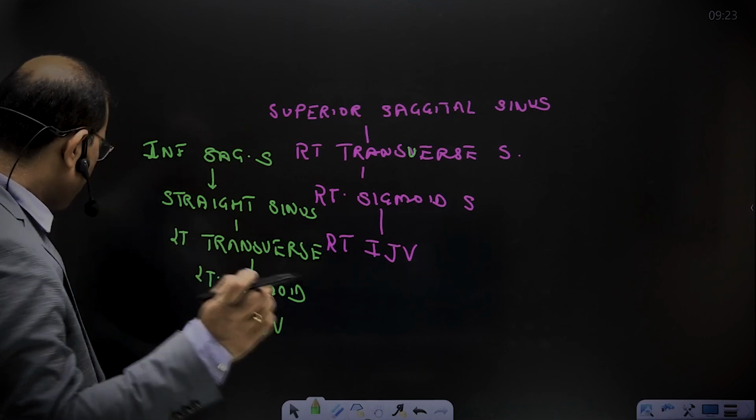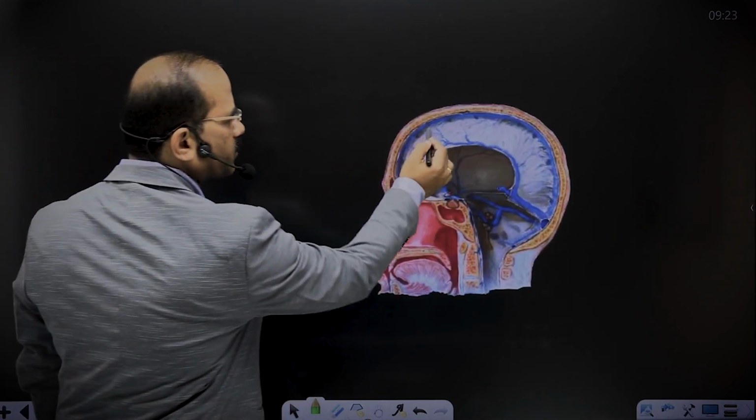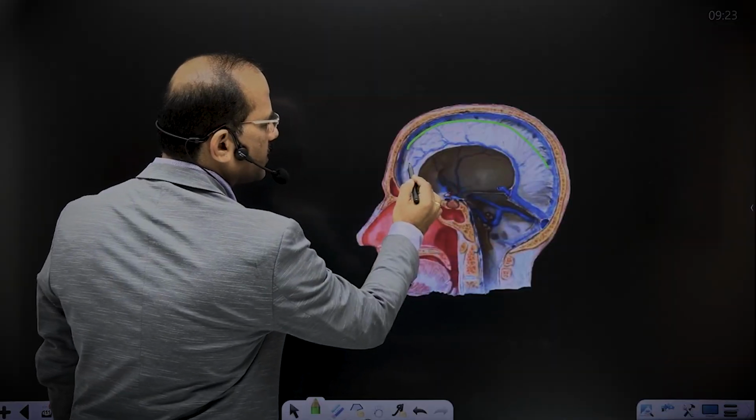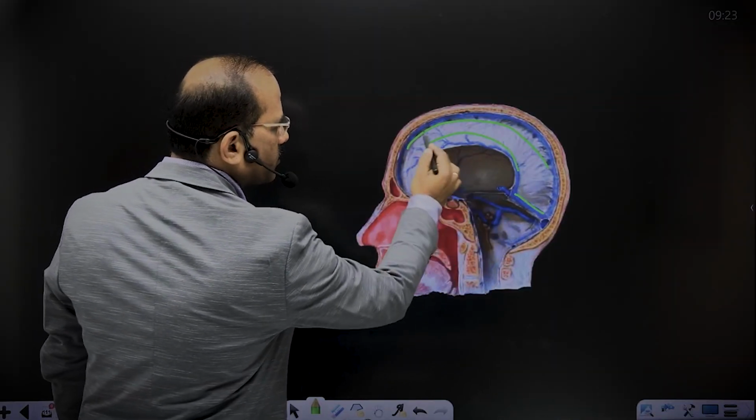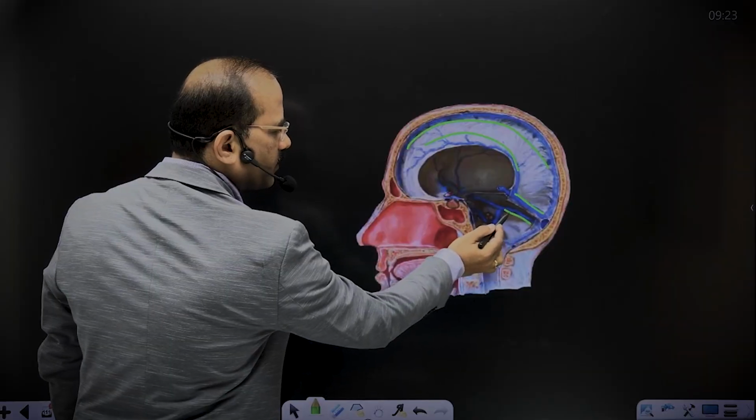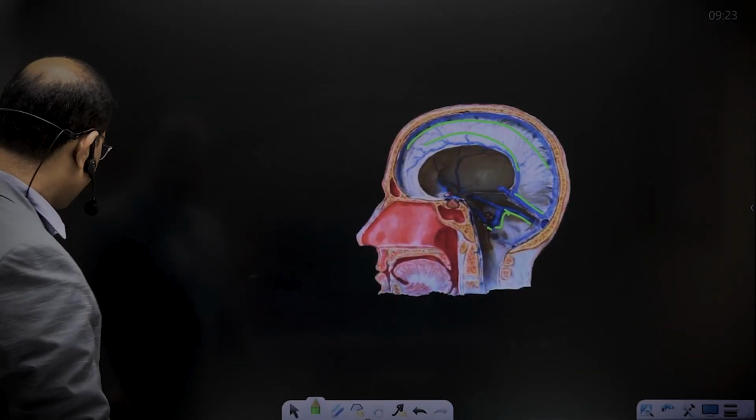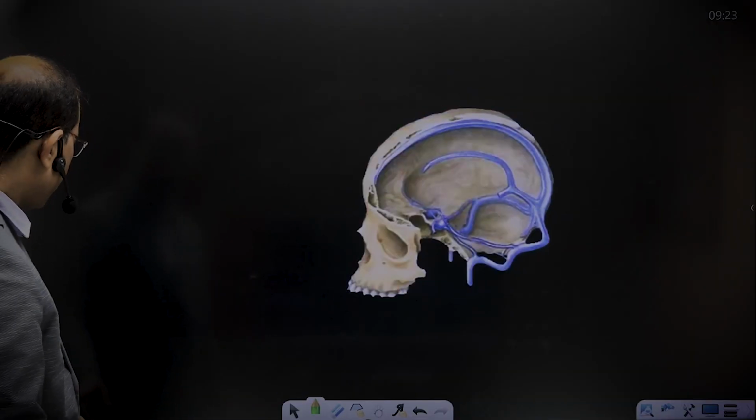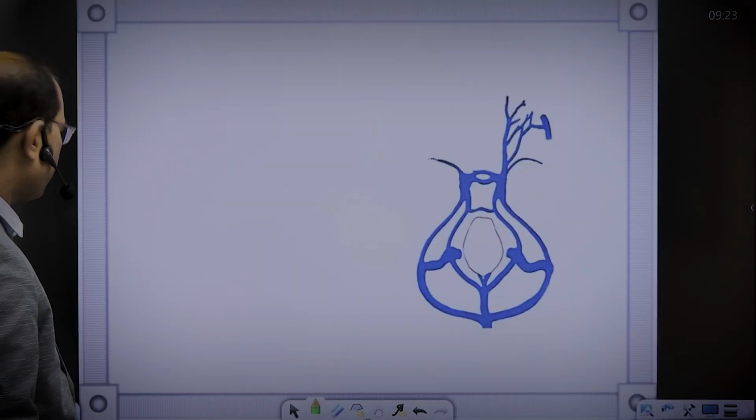Now we come to the largest sinus. Have a look at this. Okay, so what is this? That's a superior sagittal sinus. That's an inferior sagittal sinus. This becomes a straight sinus. Okay, so the superior sagittal sinus becomes the right transverse, the right sigmoid, and the right internal jugular vein. Clear? Now we come to a big sinus here. We come to a very large sinus.